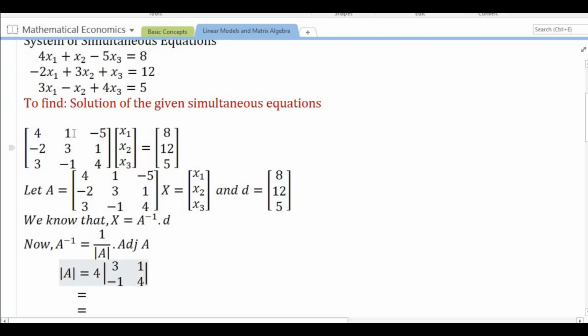Next element 1. What about its positional sign? Element 1 is present in the first row and second column. 1 plus 2 is equal to 3. 3 is an odd number, so we have minus 1. After deleting the row and the column in which the element is present, we are left with minus 2, 1, 3, 4.